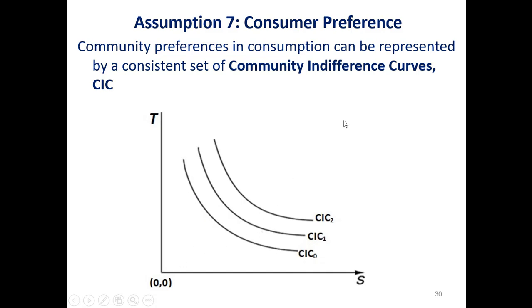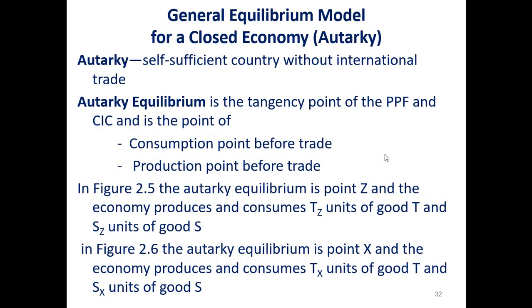The further it is from the origin, the more satisfaction, which then allows us to say that this consumer, this community would be better off with any point above CIC1, including all the ones on CIC2, and would be worse off if they got any combination on the CIC0. And it's just a tool to reflect the criterion that individuals make about their demand for different products. And you can read through this.